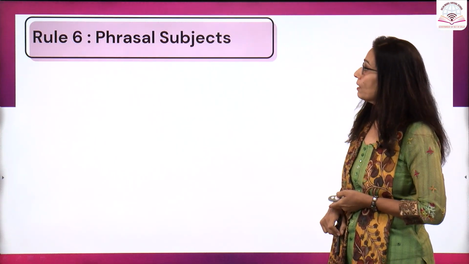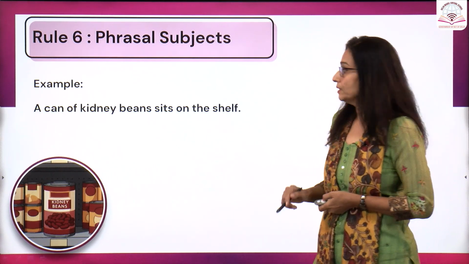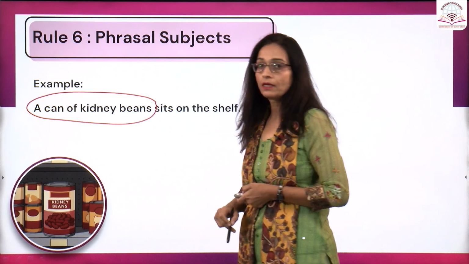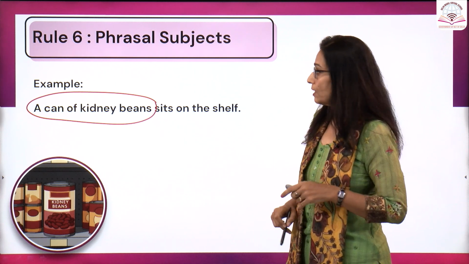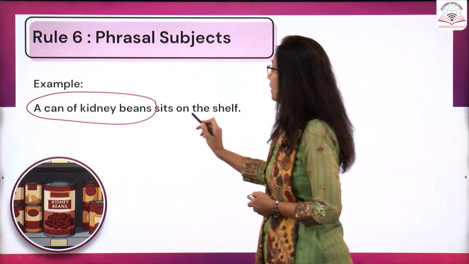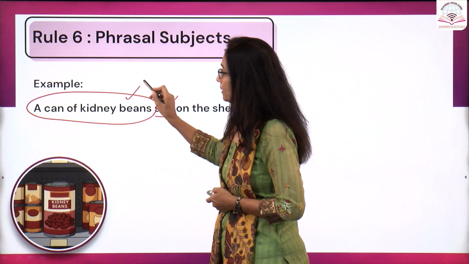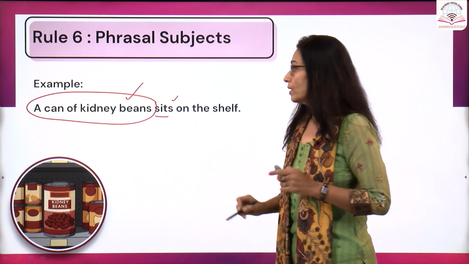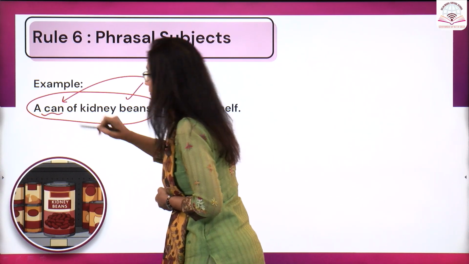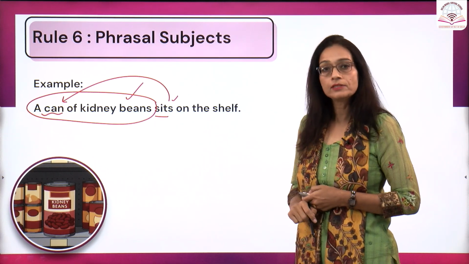Let's move further and talk about phrasal subjects. Now what are phrasal subjects? The subjects which carry more than one word. That is, they are formed by a phrase. For example, a can of kidney beans. Now, when we take this subject and here what we are using, sits. That means we are considering this subject as a singular subject. How? Because when we are using sits here, we are referring to a can. And the sentence becomes, a can of kidney beans sits on the shelf.